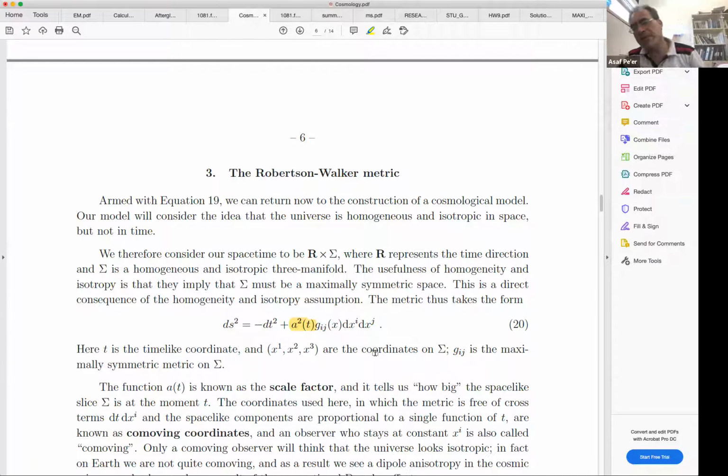Right? We say that the universe in the past is not the same as the universe in the future, so it can change with time. And A of t is exactly what tells us how it changes with time. So this is called the scale factor. And essentially, when you think of it, it tells you how big the space-like coordinates are as a function of time. We'll get back to that later.